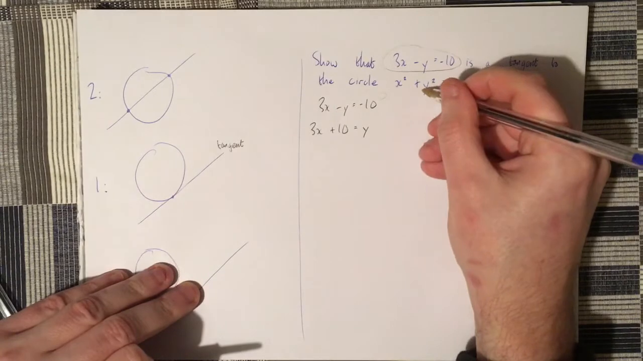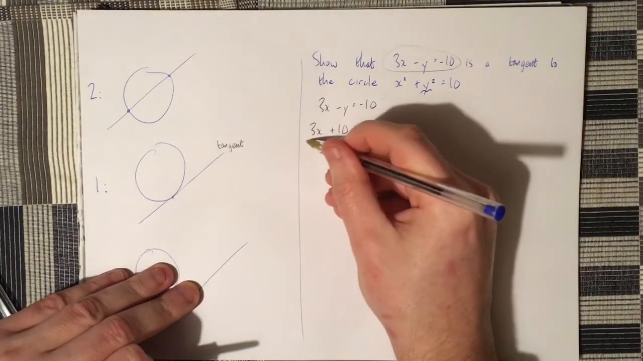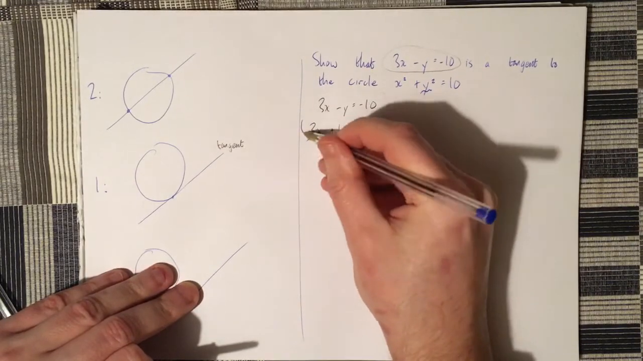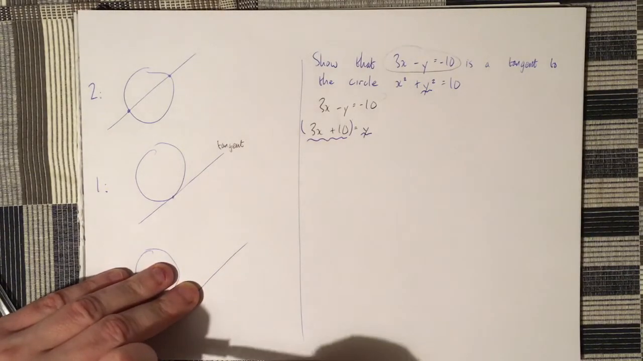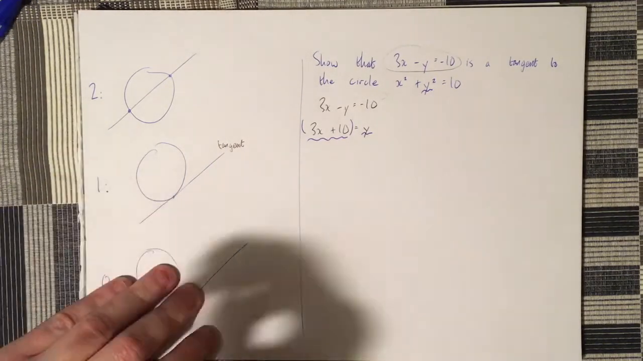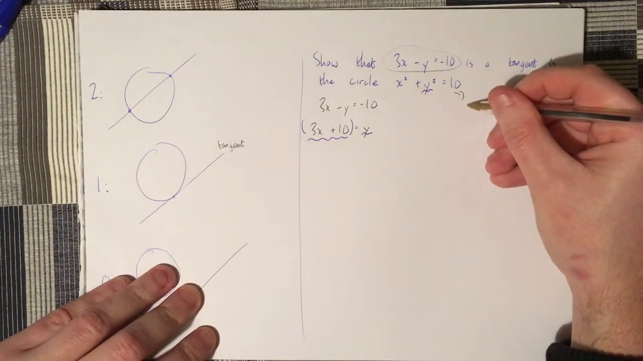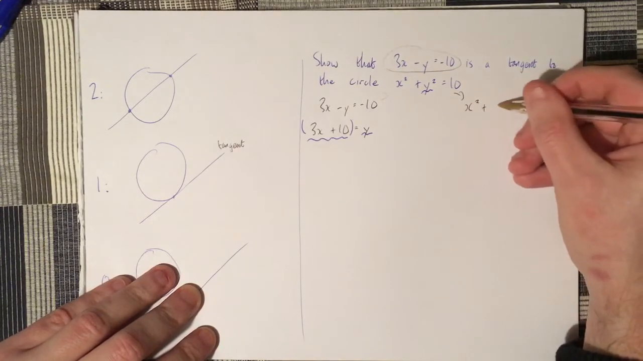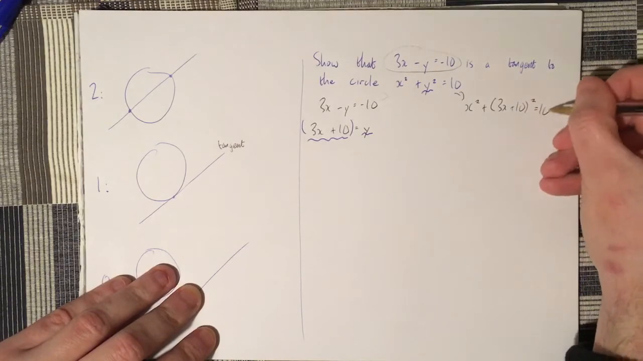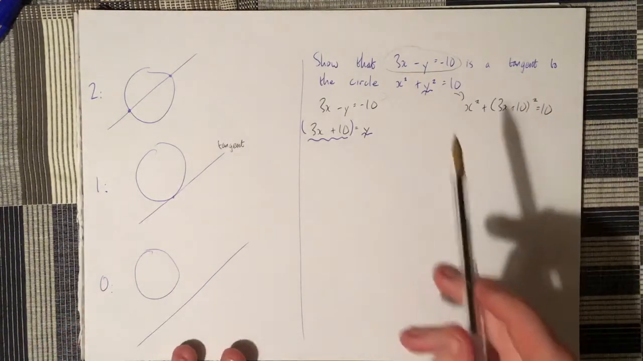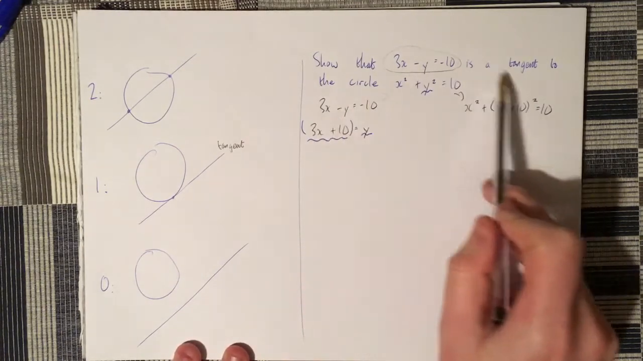And what I'm going to do now is wherever I've got a y in my circle, I'm going to sub in 3x plus 10. So I'm going to replace the y here with 3x plus 10, because I've just shown that 3x plus 10 and y are the same thing. So take your circle and rewrite it as x squared plus 3x plus 10 squared equals 10. So isolate the x or y in the straight line and then sub into the circle.